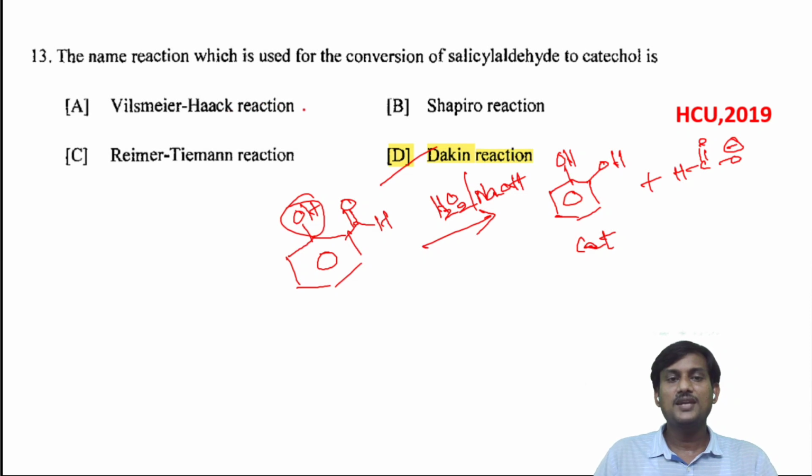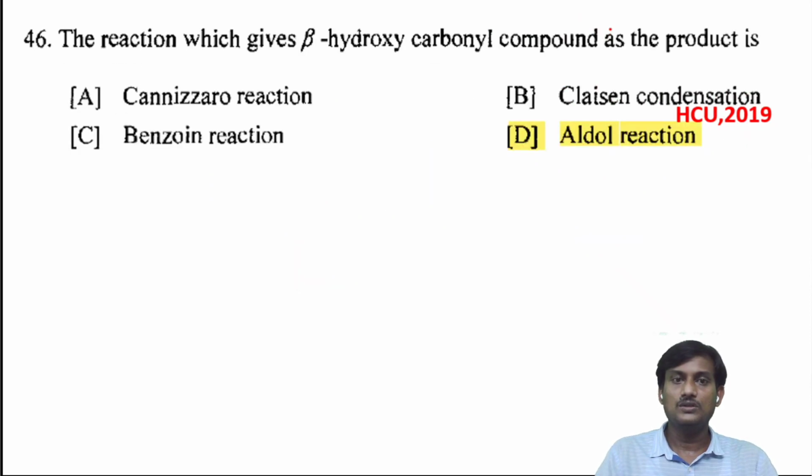In Houben-Hoesch reaction, we can prepare aromatic ketones. Shapiro reaction is used for the preparation of alkenes from carbonyl compounds. Reimer-Tiemann reaction is a formylation reaction in phenols. So the Dakin reaction is the suitable method for the conversion of salicylaldehyde into catechol.